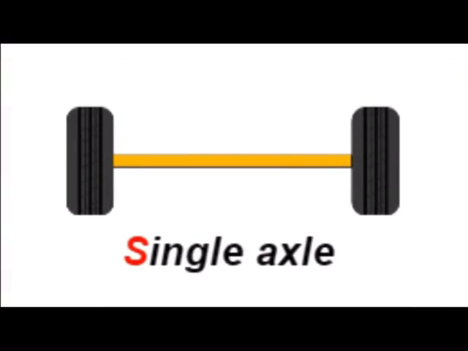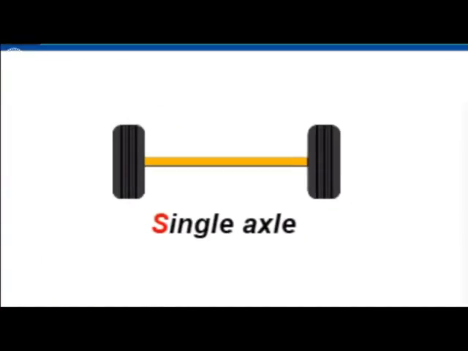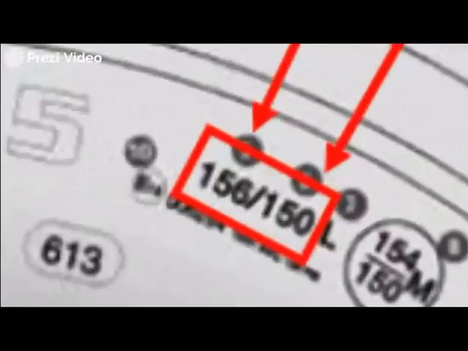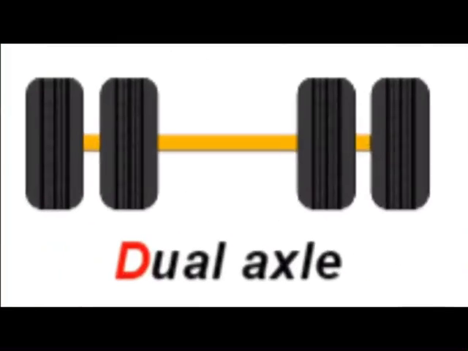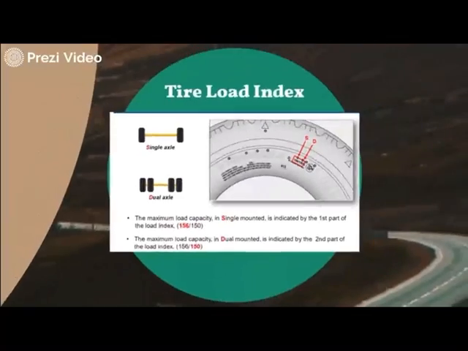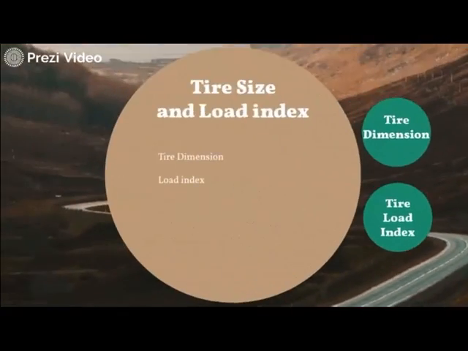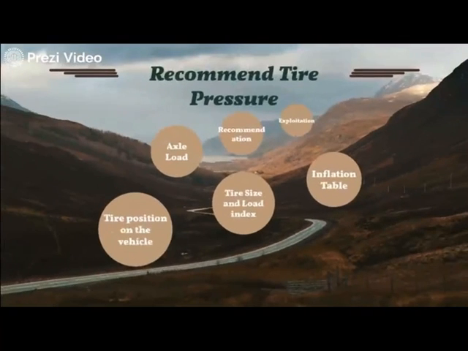Let's take a look at this example. Single axle, load index 156. Dual axle, load index for tires 150. Now we know the way of mounting, and we have a tire size and load index. And we need the inflation table recommendation from our company.